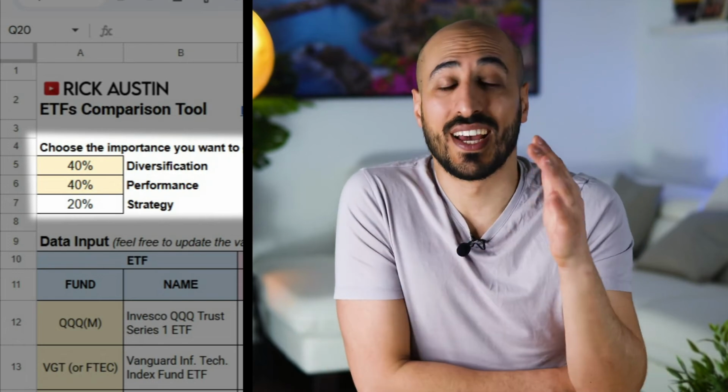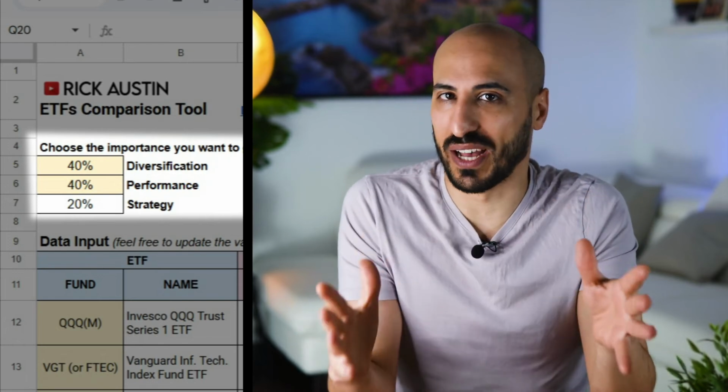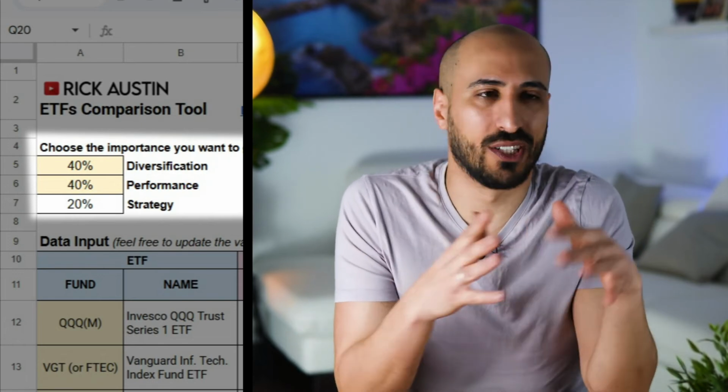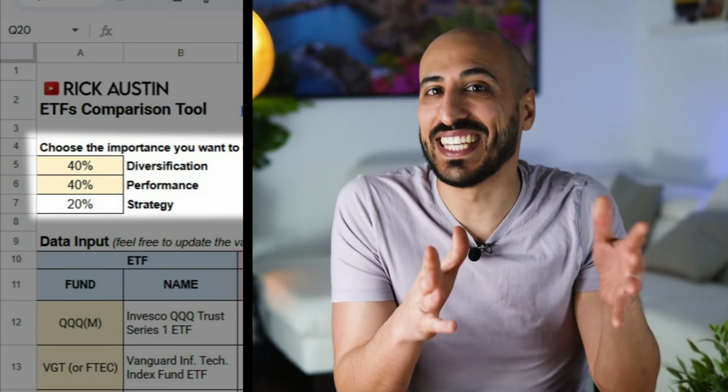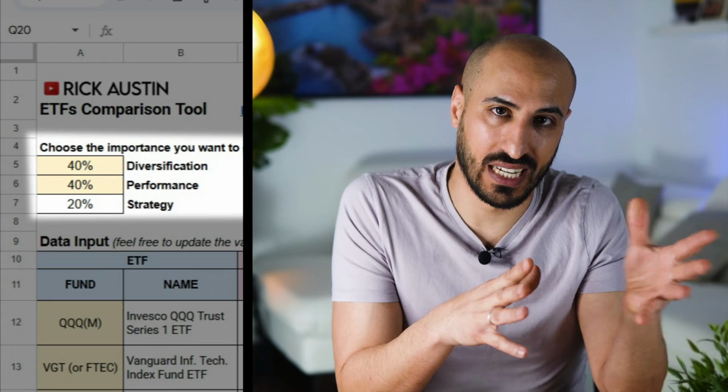My suggestion is just keep diversification and performance balanced. I know it's easy to want to give all the weight to performance, but remember that a higher past performance can also mean that the ETF has become more overpriced, not more valuable.